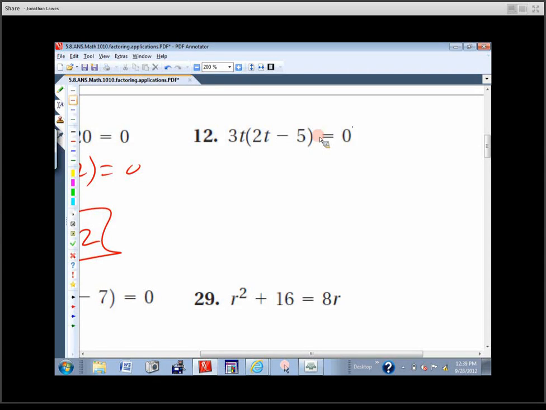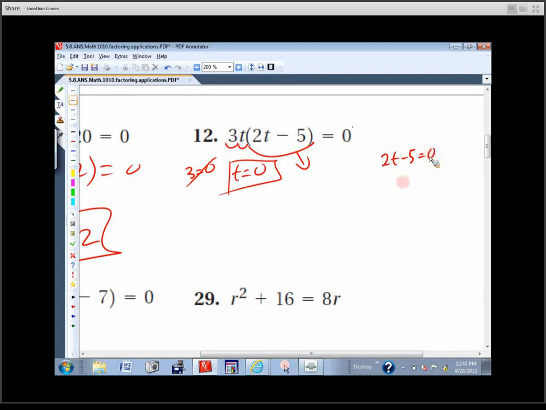So if I were going to solve this, there are actually 3 factors here. There's 3, there's t, and there's 2t minus 5. Now, if you've got 3 things multiplied together and it equals 0, you know at least one of them is 0. Is the 3 ever going to equal 0? No. When would t equal 0? When t is 0. That's like its answer all by itself. And when would 2t minus 5 equal 0? Okay. So here's how you'd solve that.